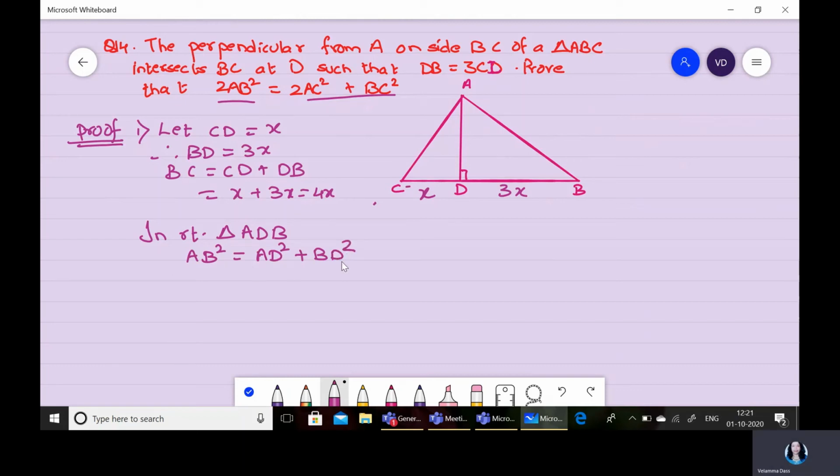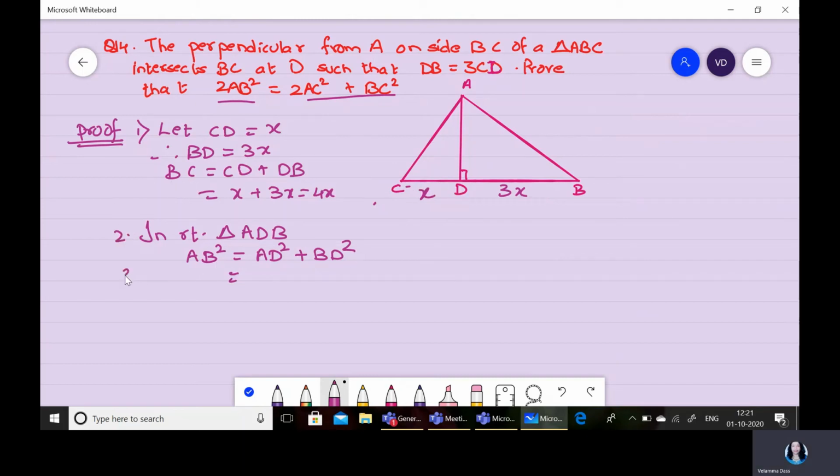Now I will manipulate my RHS so that I get AC. I don't want AD, but I want AC. I don't want BD, I want BC. So that we can do very easily. So AD square, can I bring this AD square in terms of AC? We want AC. So AD square also exists in triangle ADC. If I consider Pythagoras theorem in triangle ADC, I can write instead of AD square, AC square minus CD square, correct? So here I write number 2.